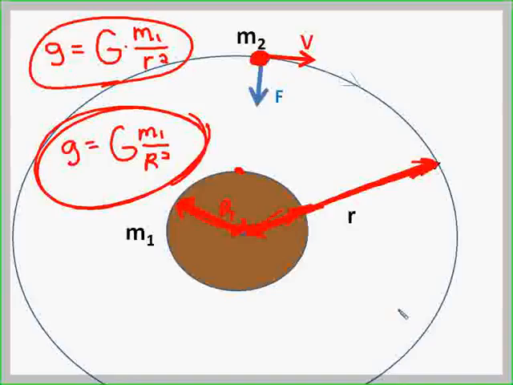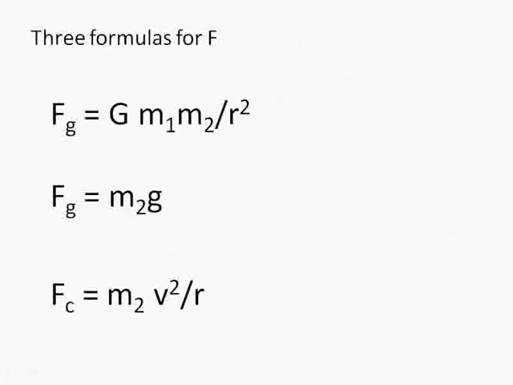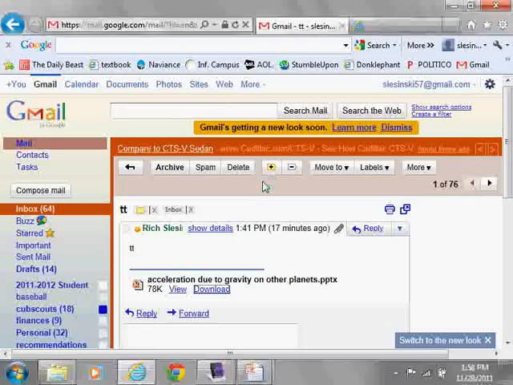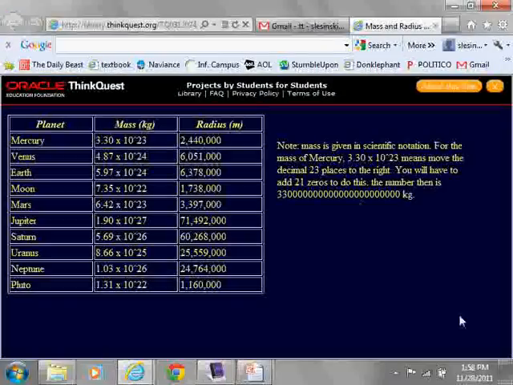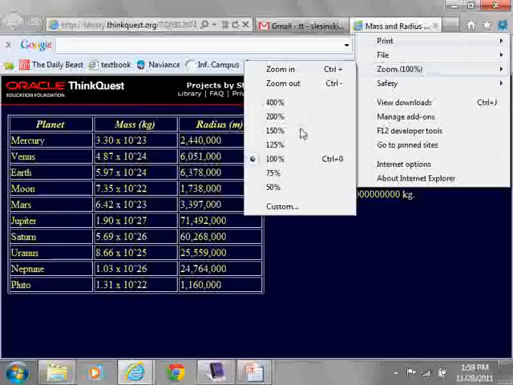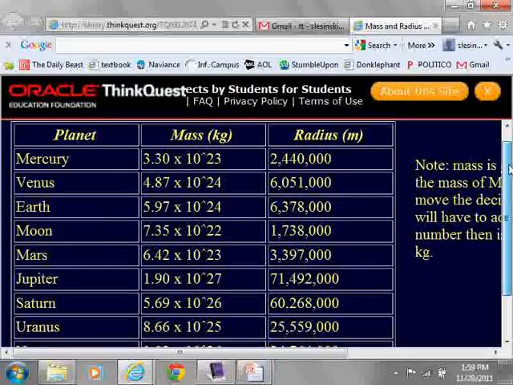Let's take a look at some examples. Take a 2 o'clock stretch, and then when you sit down, I want you to pick out a planet and calculate the acceleration due to gravity on its surface. I choose Earth. I'm going to do it for Earth.